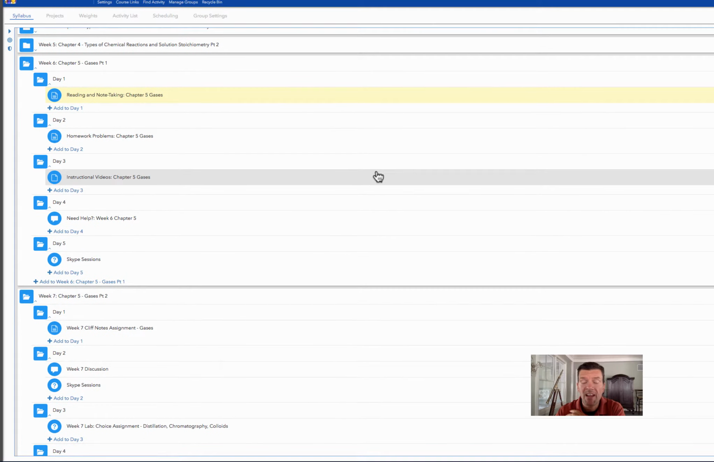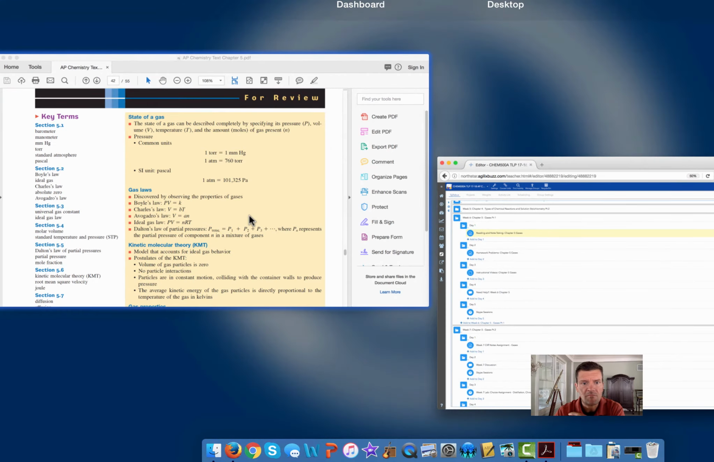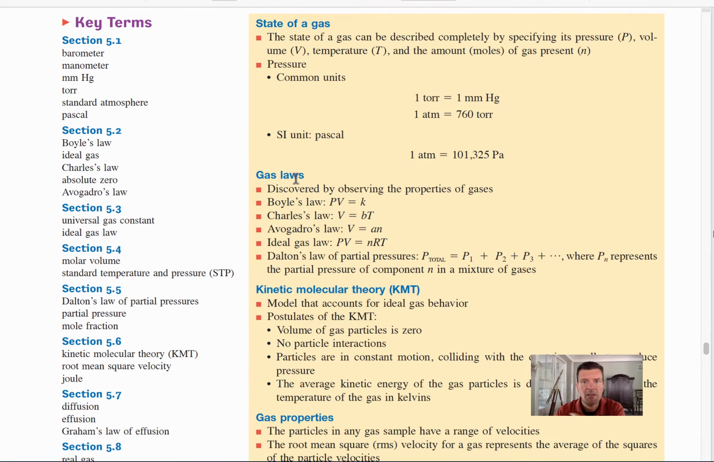We are going to be talking about gases in this chapter, chapters 6 and 7. You're going to be looking at the properties that describe gases and show you the relationship between all the different variables that are involved with gases. Let me just give you a quick preview of what you're going to be seeing here.